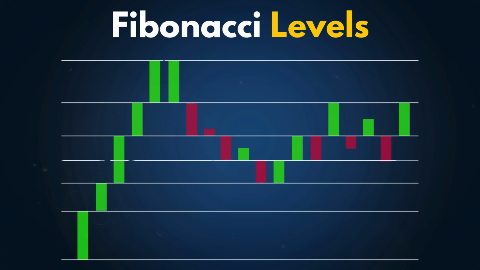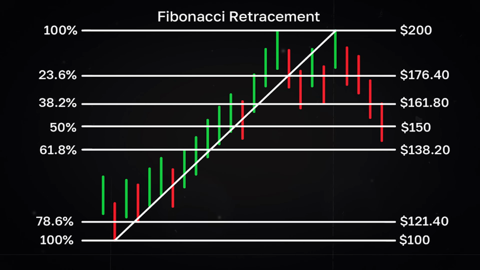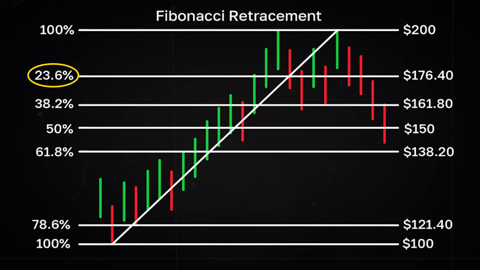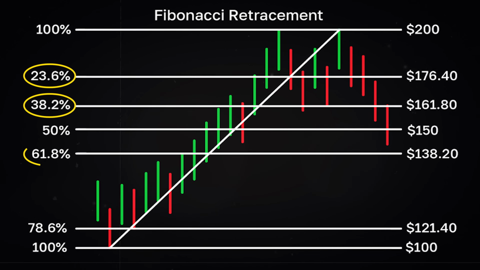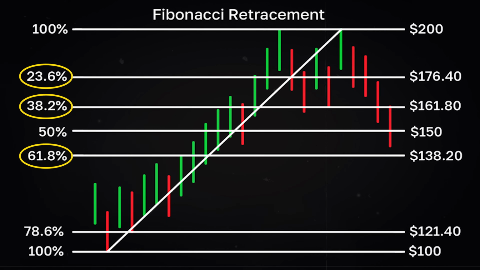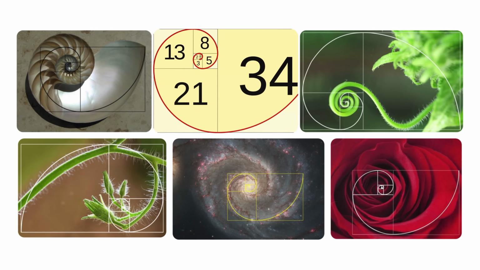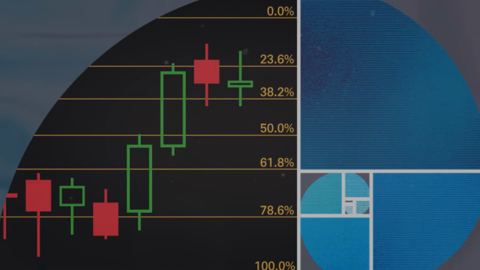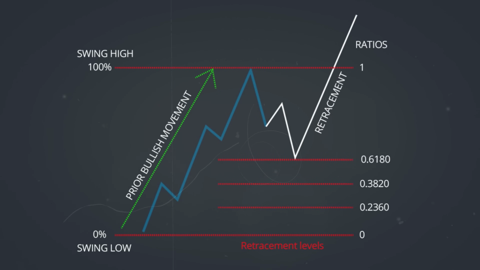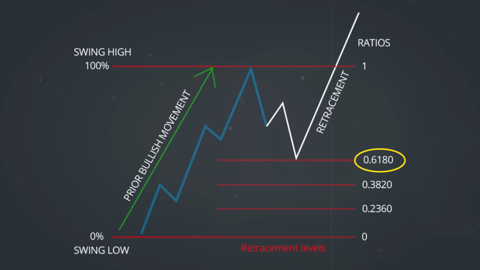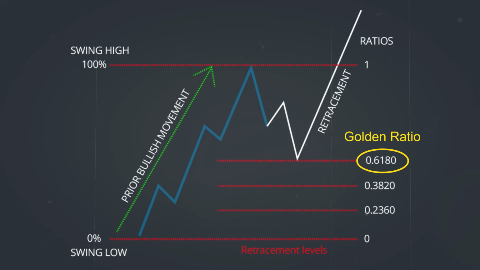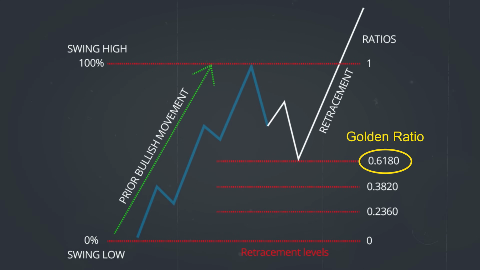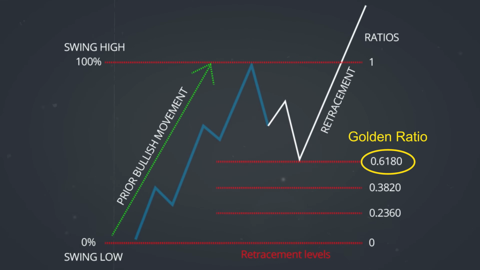You've probably heard of Fibonacci levels. Maybe you've seen those weird numbers, 23.6%, 38.2%, and 61.8%, plastered across your trading chart. But where do they actually come from? They're based on something called the Fibonacci sequence. It's a series of numbers found in nature, art, architecture, and yes, even in the financial markets. The magic number here is 0.618, also known as the golden ratio, and traders use this ratio to map out potential retracement and extension levels in price.